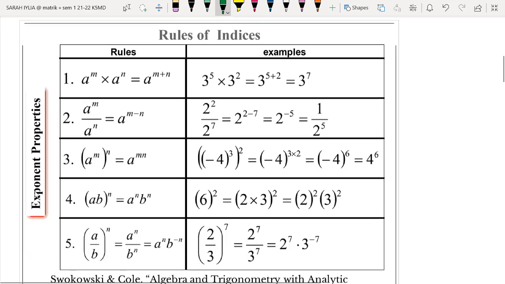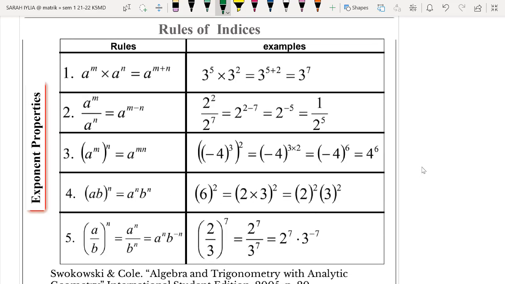So moving on. Basically, altogether, we have 5 basic rules of indices. For rule number 1 and rule number 2, I believe all of you already learned it at SPM level. So these first two rules, we can only apply if we have the same base. Maksudnya kat sini, selagi kita tak dapat base yang sama, kita tak boleh langsung apply rule ni.